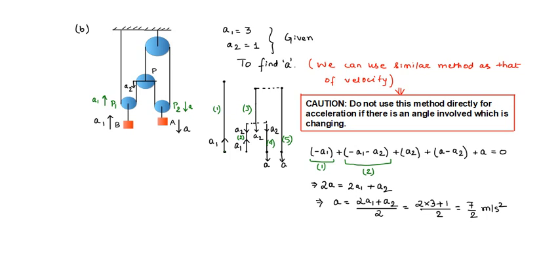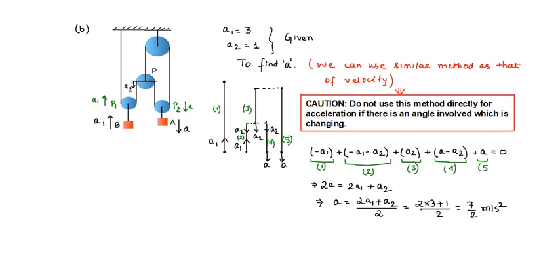For segment 3, a2 is trying to increase this length, so we will consider a2 to be positive. For segment 4, a is trying to increase the length, so this will be positive, and a2 is trying to decrease the length, so it will be negative. So we have written a minus a2 for segment 4. And for segment 5, a is trying to increase the length, so this will be positive.